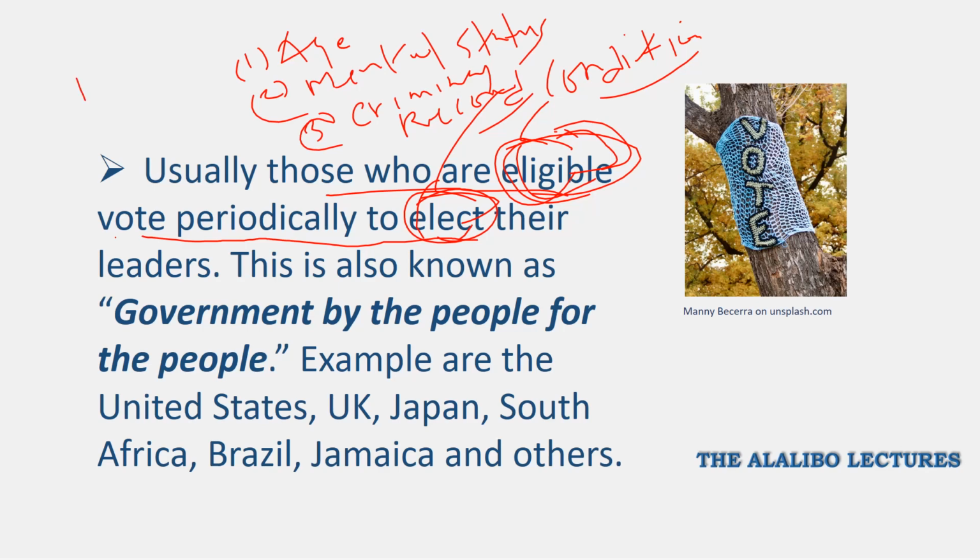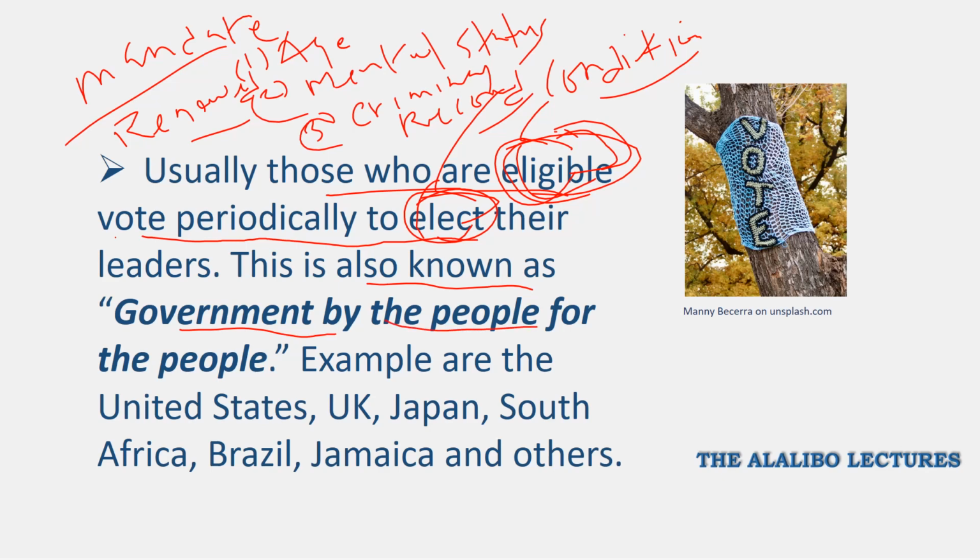So again, usually those who are eligible to vote periodically to elect their leaders. So the mandate is not forever. If it's forever, it's not a democracy. It has to be renewed, right? Periodically. It could be 4 years, could be 5 years, could be 6 years, whatever the case may be. This is also known as government by the people, for the people, right? So government by the people, not for the government, but for the people. That's what makes democracy a very interesting and unique form of government, because it suggests that the government is formed by the people, for the people.